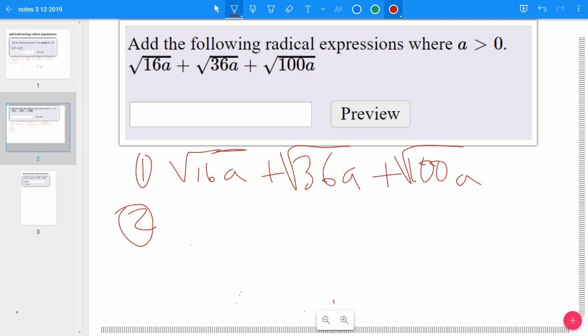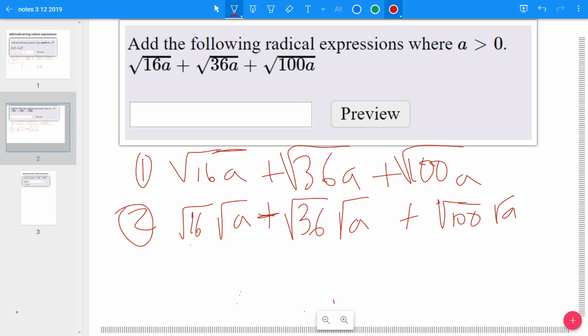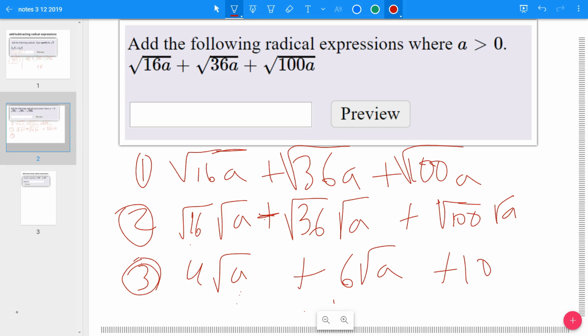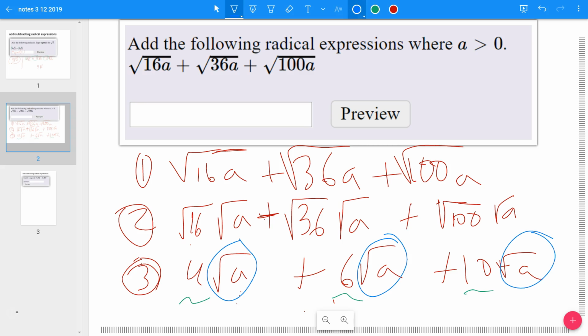You do that here by splitting the root symbol to each factor under each root symbol individually. That means it becomes the root of 16 times the root of a, plus the root of 36 times the root of a, plus the root of 100 times the root of a. So you distribute the root symbol to each factor individually. Then the root of 16 is 4, so it's 4 root a plus 6 root a plus 10 root a. I'm just taking the square roots. The coefficients are these values right here. You see how the square root parts are all the same now.